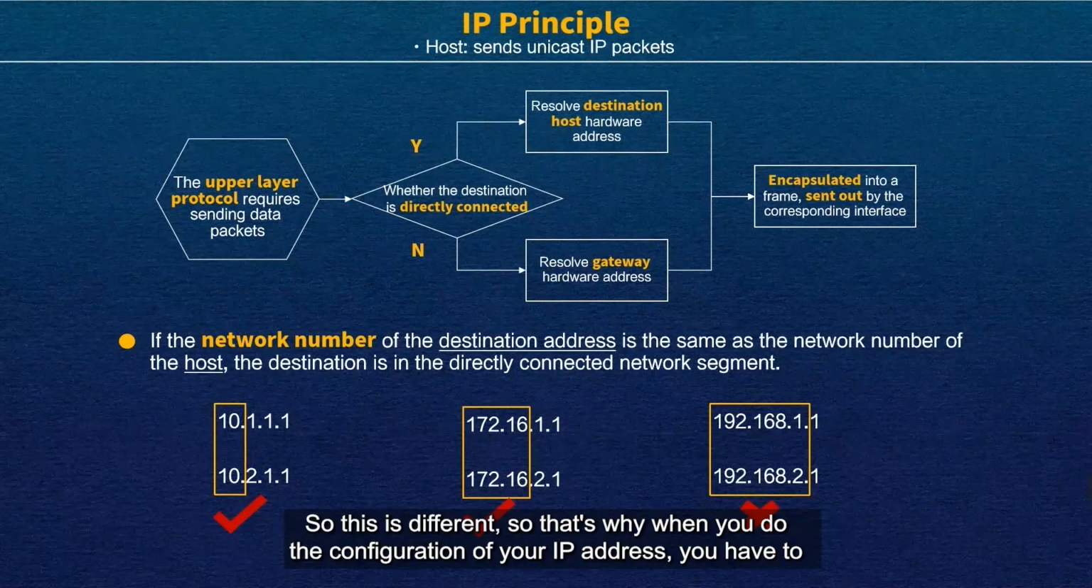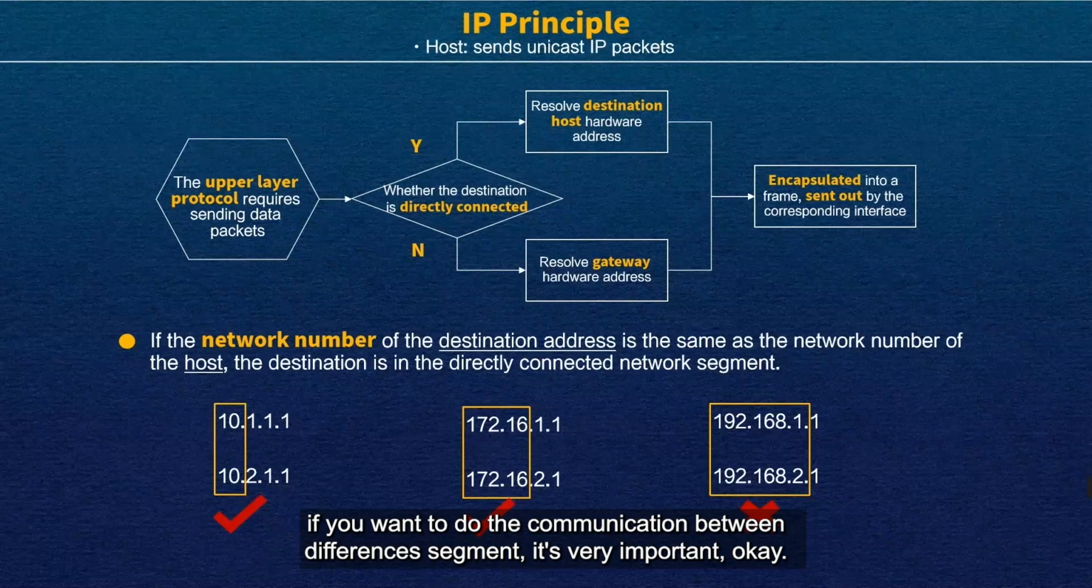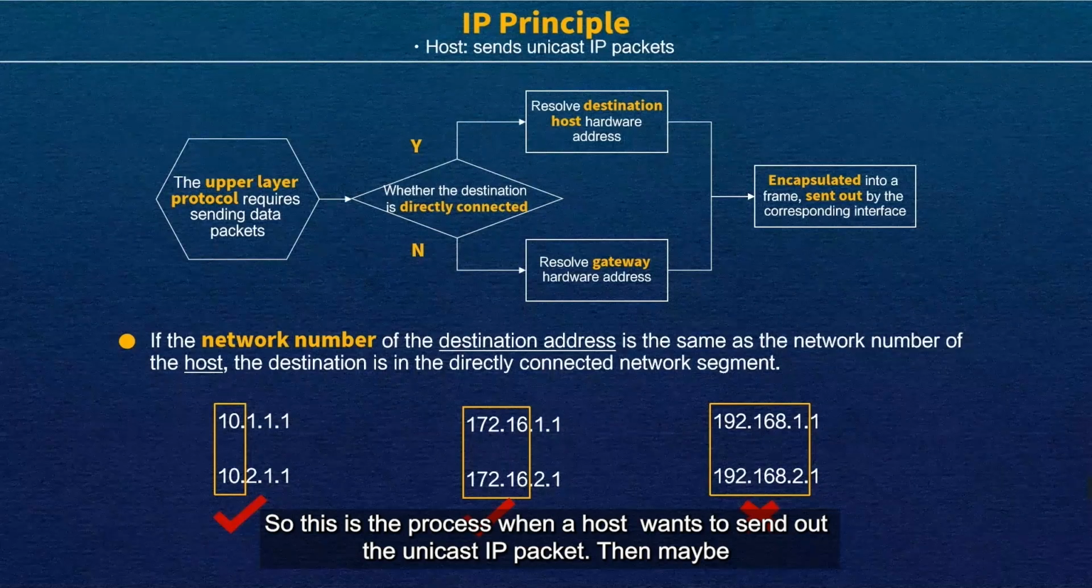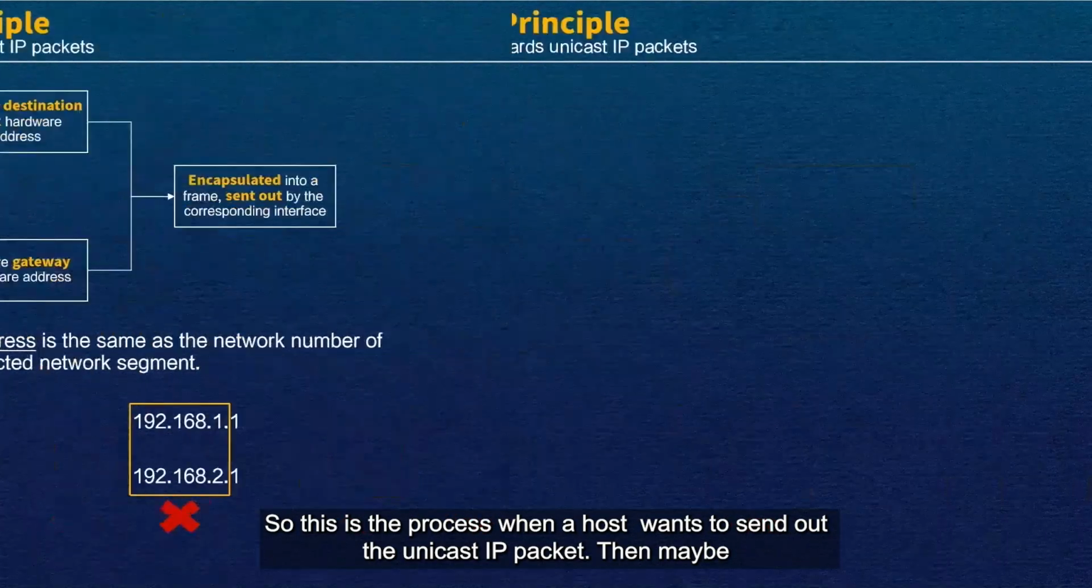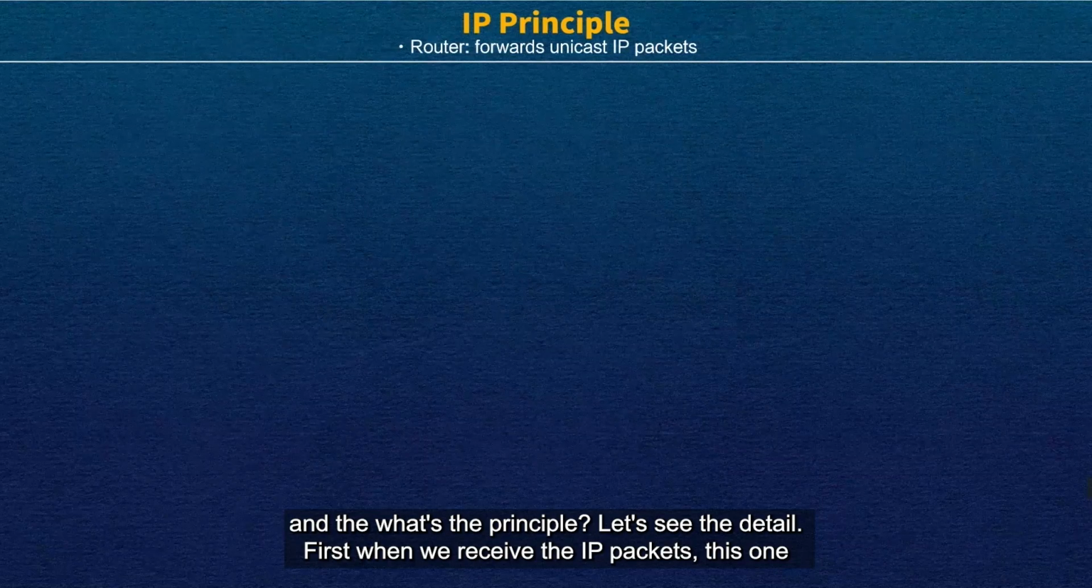So this is different. That's why when you configure your IP address, you have to add the IP address, the mask, right? And also you have to add the gateway. The gateway will help you if you want to communicate between different segments. It's very important, okay? So this is the host when we want to send out unicast IP packets. Then maybe you send the message to the router, and the router has to forward the unicast IP packets. And what's the principle? Let's see the detail.